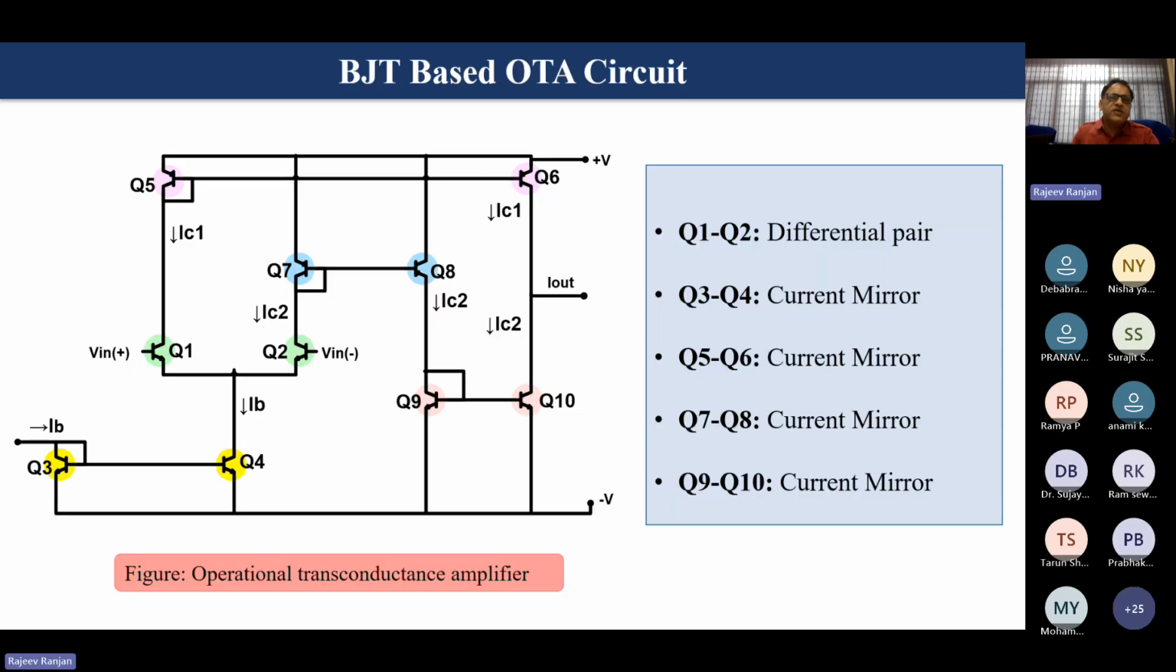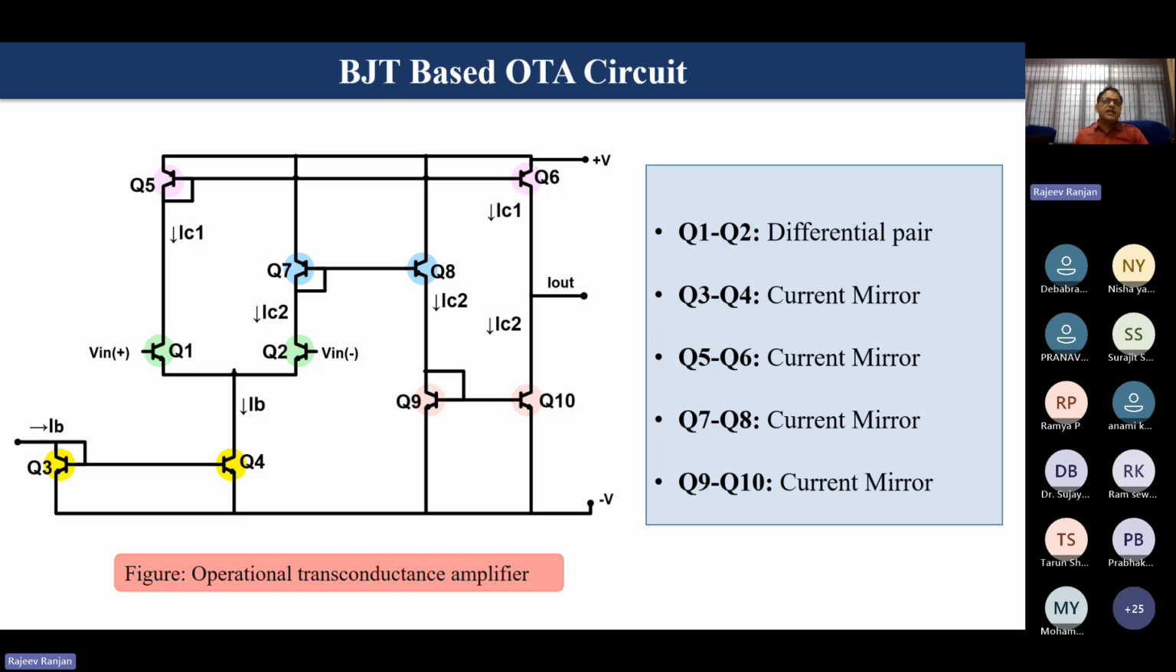This is the BJT based operational transconductance amplifier. So here in this figure we can see the internal structure. Q1 and Q2 is a differential pair formation. Q3, Q4 is a current mirror. Q5, Q6 is another current mirror. Q7 and Q8 is another current mirror. And Q9 and Q10 is another current mirror.